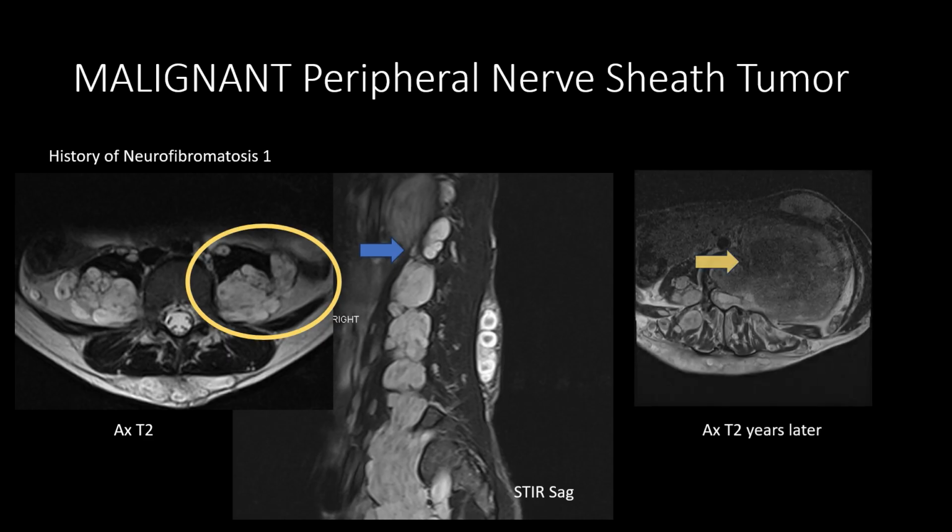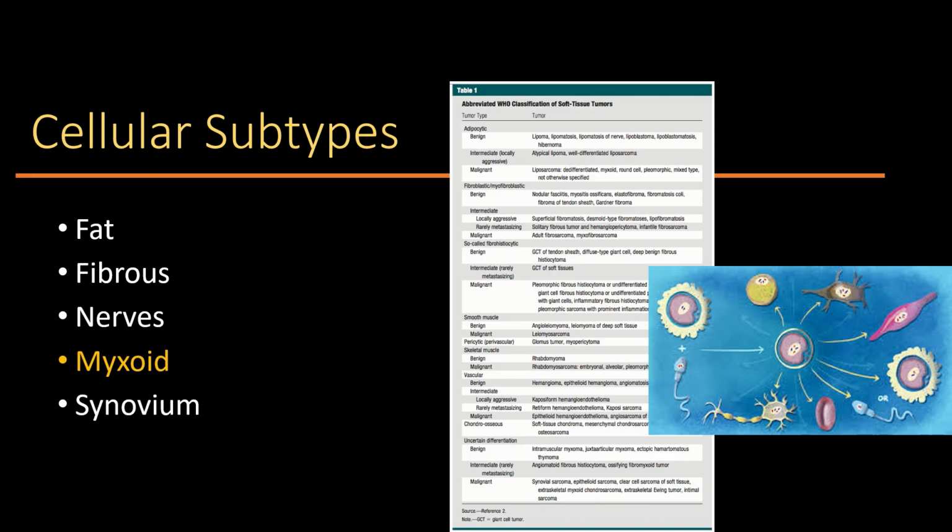Patient came back a couple years later. Obviously, this thing has gone bad. So if you have any question in a neurofibromatosis 1 patient, send them for a PET. The PET avidity can help you differentiate. There's a lot of literature out there on that. This one shouldn't be a diagnostic mystery for anybody. Okay, my favorite subtype, and we're just about done here, is myxoid. So what is a myxoid subtype?